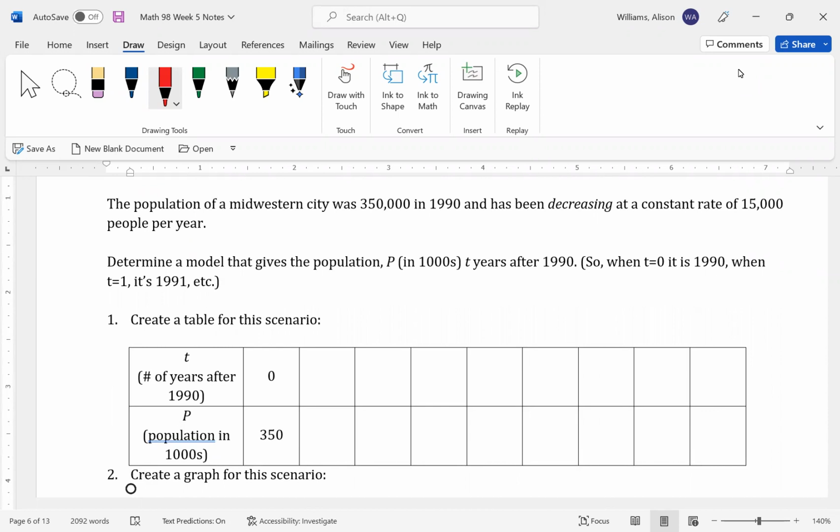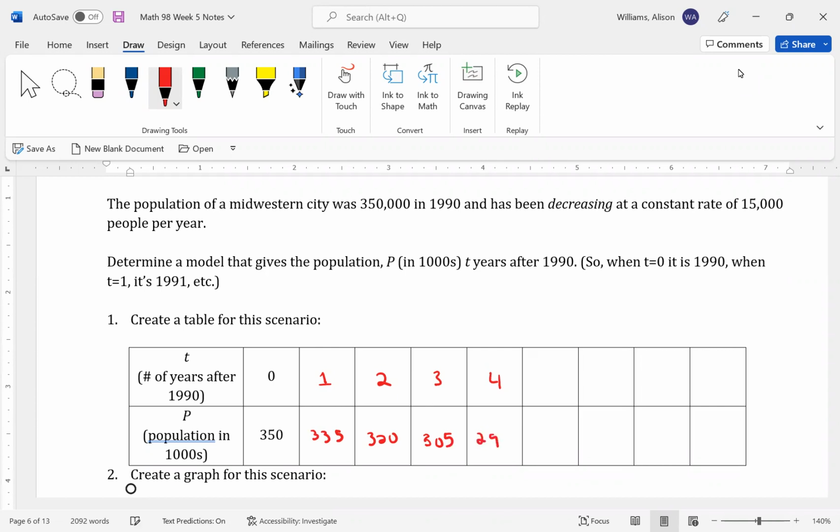So 1 year later, it's going to decrease by 15,000. So 350 minus 15 is going to be 335,000, right? 2 years later, decrease by 15 again. That's 320. And again, 305. I would go ahead and keep completing this yourself. Go ahead and pause the video, finish it, do it yourself, and then compare your answers to mine, because it's just good practice for you.